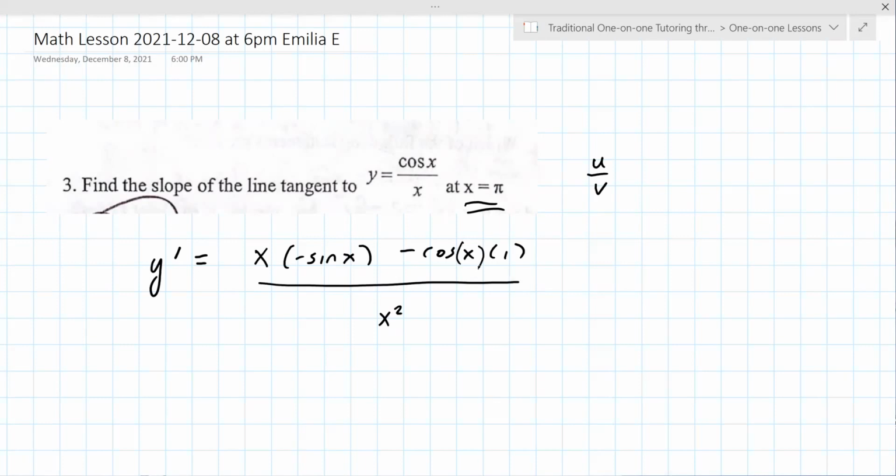Shouldn't it be x squared times cosine of x? So it's the bottom times the derivative of the top. The derivative of the top is minus sine x, minus the top times the derivative of the bottom. Oh, I wrote this in the wrong order. Okay, so it's bottom times derivative of the top minus top times derivative of the bottom, over x squared. And then you simplify that.